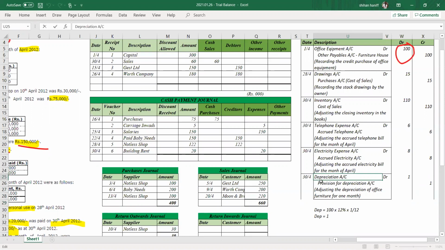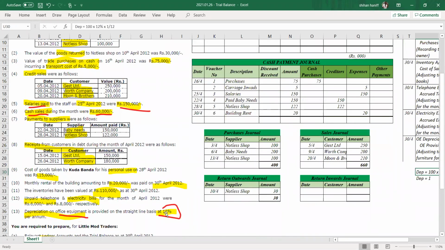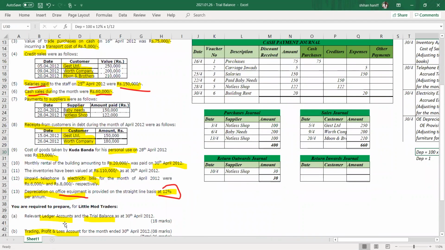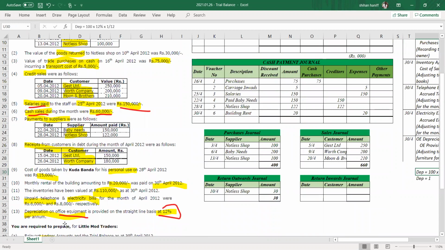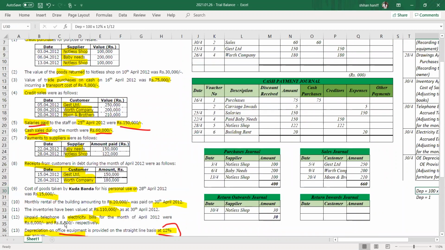This is office equipment. Office equipment provision for depreciation. You need to carefully read the question. It's not 12,000 or 1,200, it is only 1,000 because we are preparing this only for 1 month. The depreciation rate of 12% is given per annum. Since we are preparing only for 1 month, you have to divide the depreciation by 12.